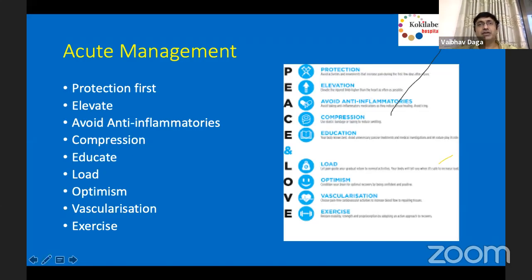Once you see on the field that the ACL is injured, it is better to protect it and offload it completely. There should be no load onto that particular limb. Protection is the first way you can avoid further damage to the injured ACL. Of course, elevation as much as possible as you get him out of the field.